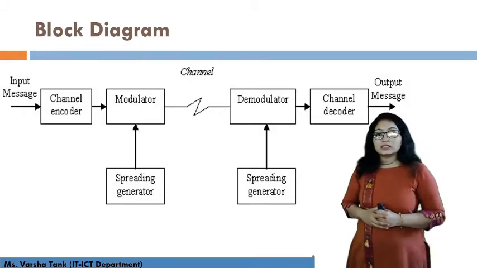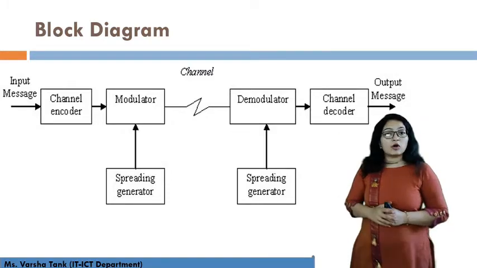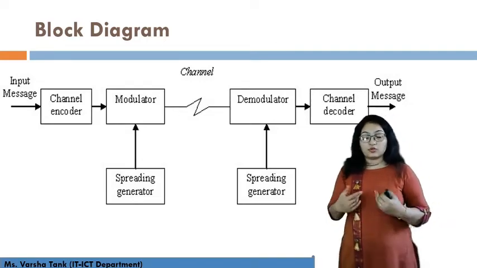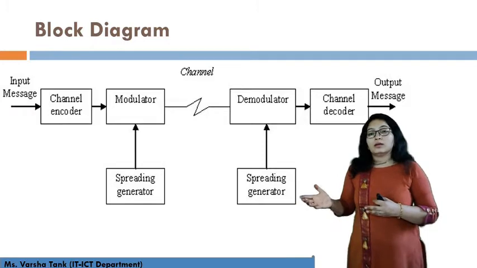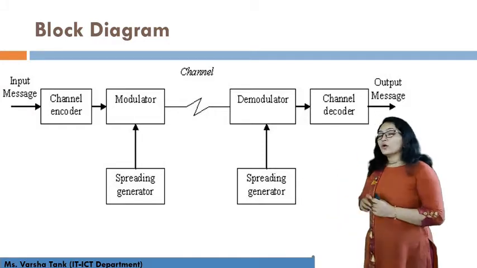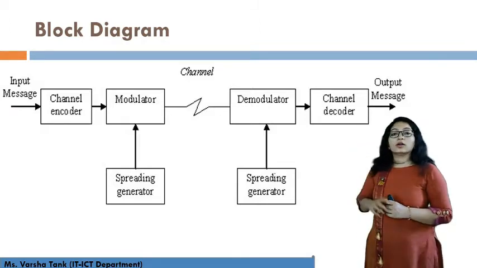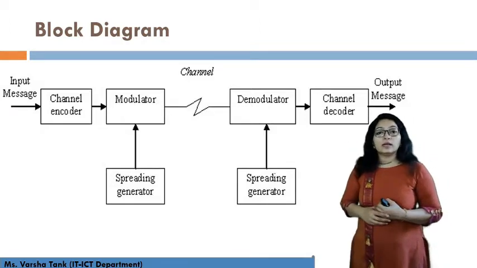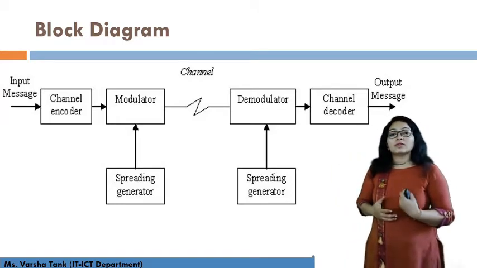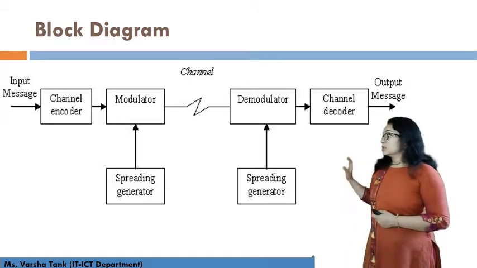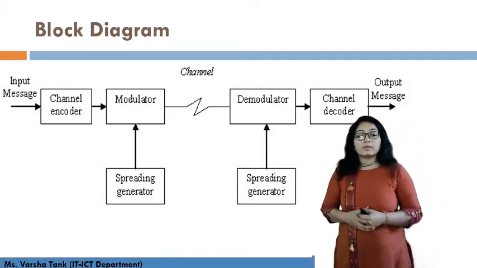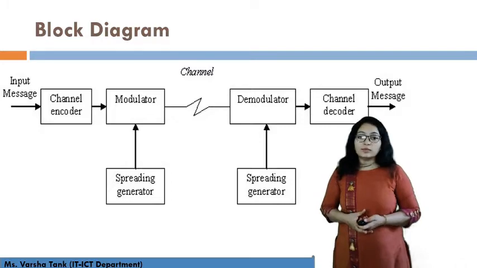So what will happen at the receiver side? It will be received by the demodulator. Again, the spreading generator will apply the same spreading pseudo-random signal that was applied at the sender side. It will demodulate the signal, and the channel decoder will decode it and generate the original signal, so that the output message will be received by the receiver. So this is the process followed when signals are transmitted from transmitter to receiver.